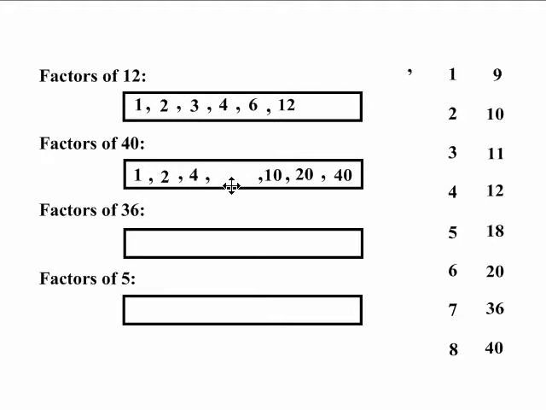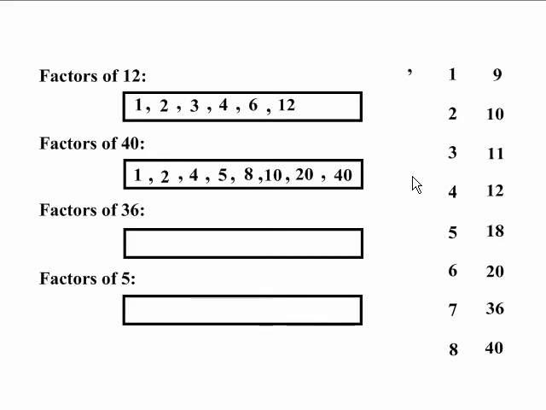Let's try 5. Is 5 a factor of 40? Yes, because 5 times 8 is equal to 40. So we place our 5 and we place our 8. Should we try 6? Well, 6 times 6 is equal to 36, and 6 times 7 is 42. We've skipped over 40. 6 is not a factor of 40, and 7 is not either.